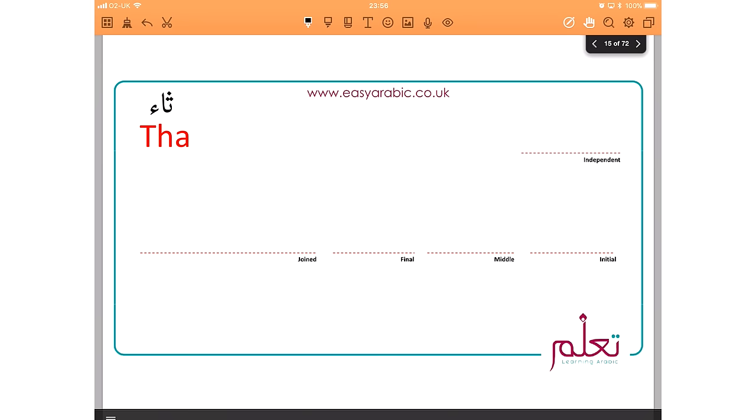Next one is the letter tha. On its own, we do very much like the ba and the ta, so it sits nicely on the line, but it has three nuktas, tha. In the initial, we have tha. In the middle, tha. And then at the end, we have the tha at the beginning, then in the middle, and then at the end.